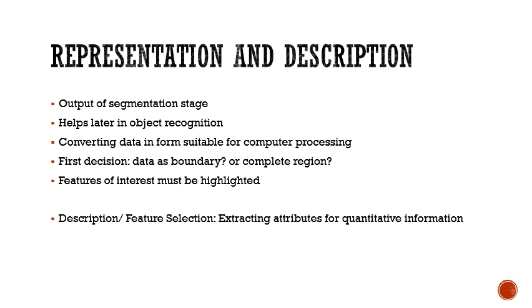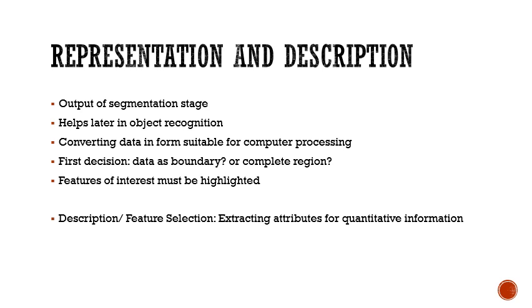In image representation, the first decision that must be made is whether the data should be represented as a boundary or as a complete region. Boundary representation is appropriate when the focus is on external shape characteristics such as corners and inflections. Regional representation is appropriate when the focus is on internal properties such as texture or skeletal shape, etc.